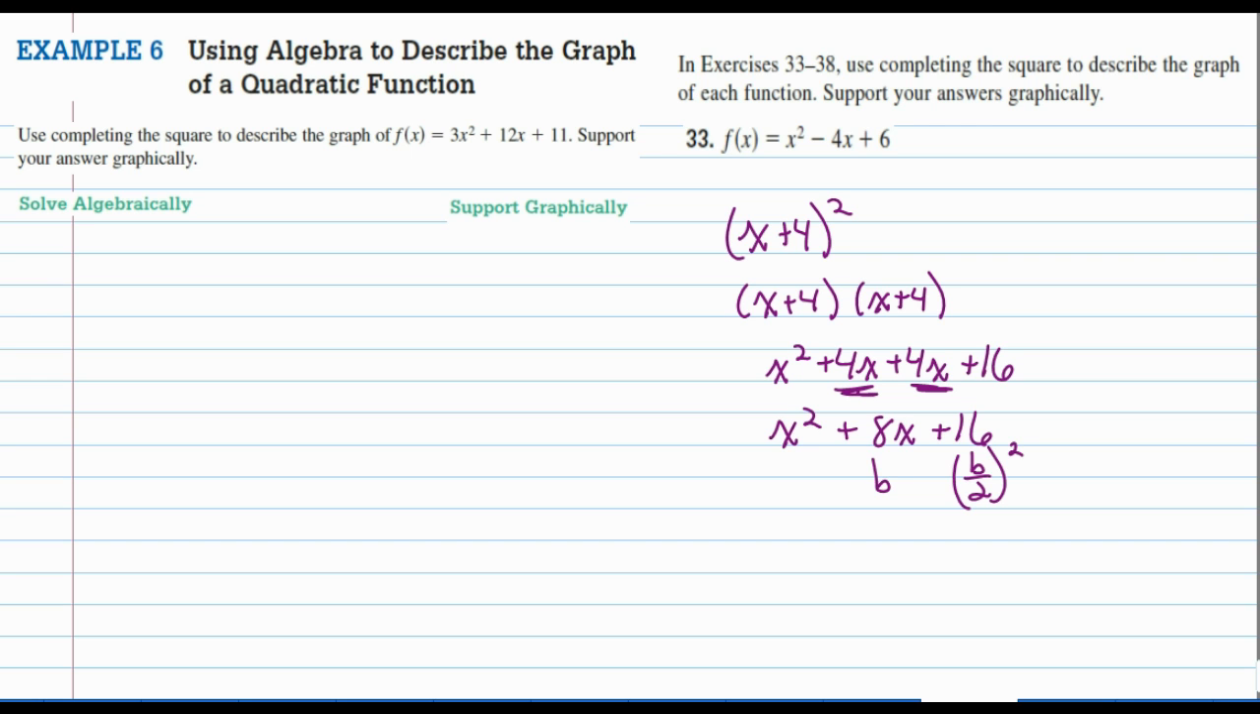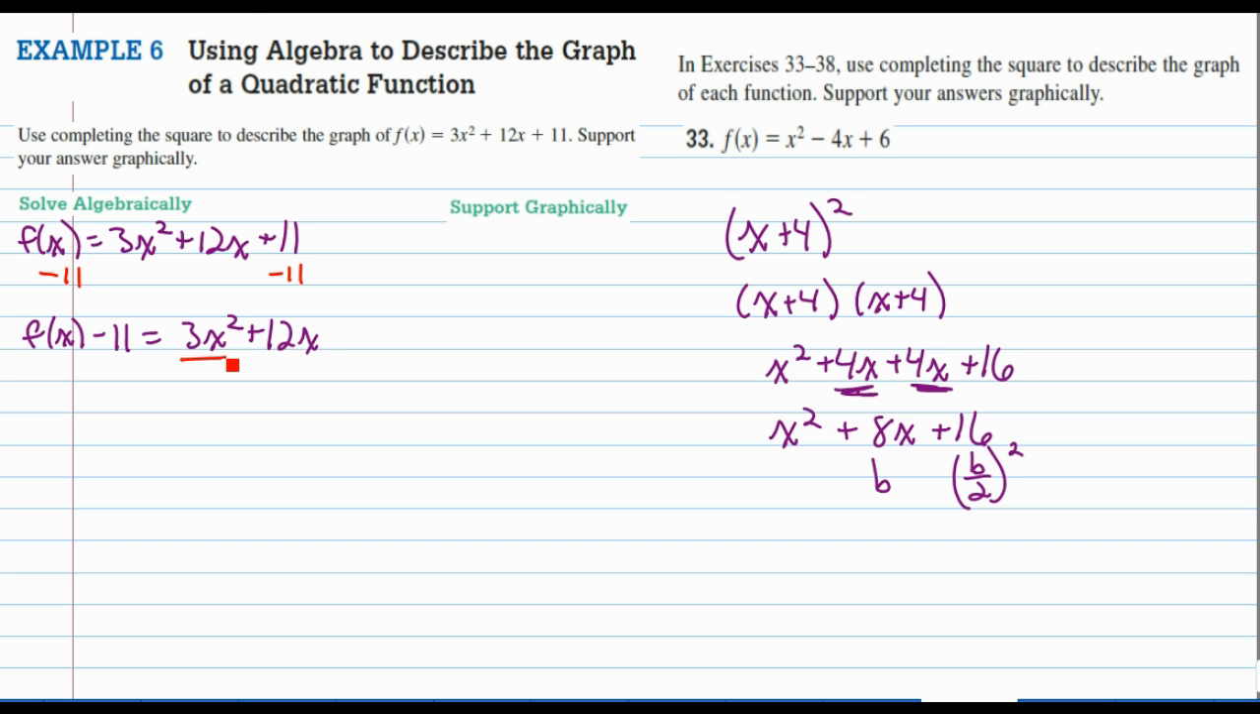Here we go, solving algebraically. So f of x equals 3x squared plus 12x plus 11. My first step in completing the square is I have to get rid of the constant term as well as the leading coefficient. So what I'm going to do first is subtract 11 from both sides. So I'm going to leave this as f of x minus 11 equals 3x squared plus 12x.